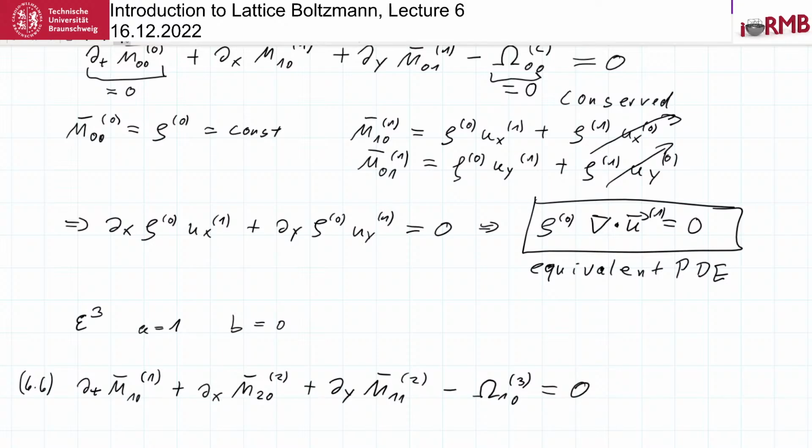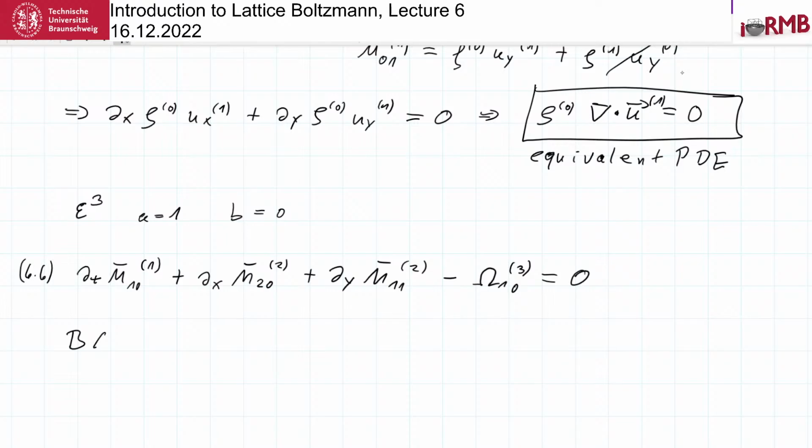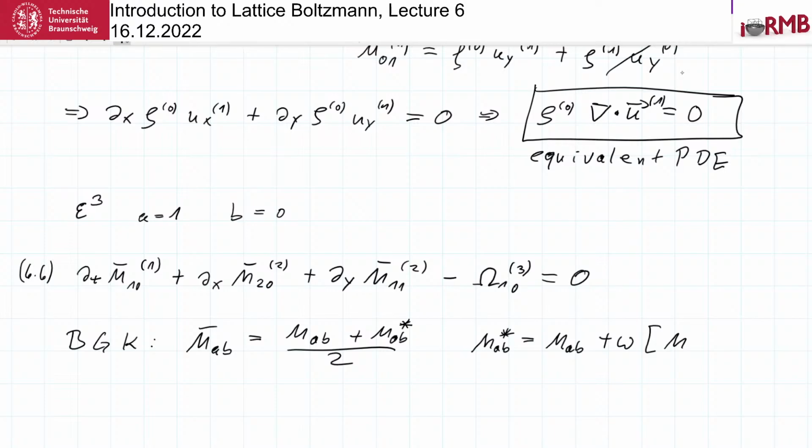And now we have to introduce again our BGK method. BGK is of course the MAB. This is MAB plus MAB star divided by 2. So that's the definition that we already had. And the collision operator looks like this. MAB star after collision is the state before collision plus omega times MAB equilibrium minus MAB, which is now the equation 6.7.